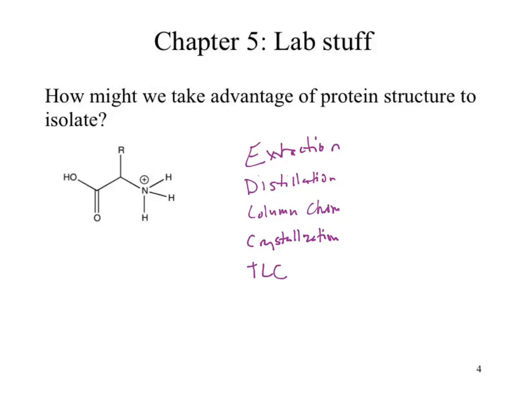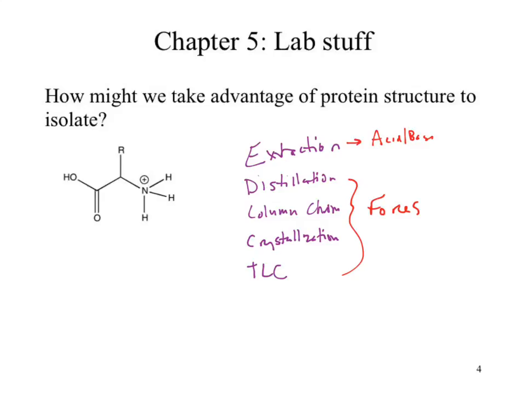So we've got all these variety of techniques. How do these techniques all work? What do they separate based on? Forces. And extraction is arguably a little bit more than forces because that's actually looking at acid-base chemistry. But everything else is based off of forces. So how might we go through and take advantage of those forces to isolate individual proteins or amino acids away from each other?